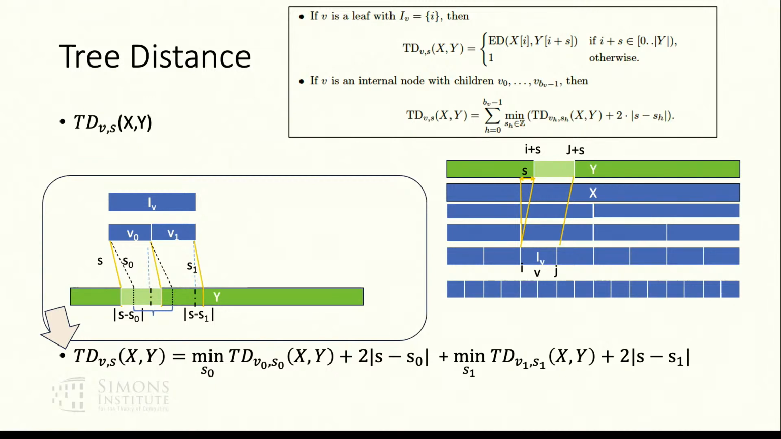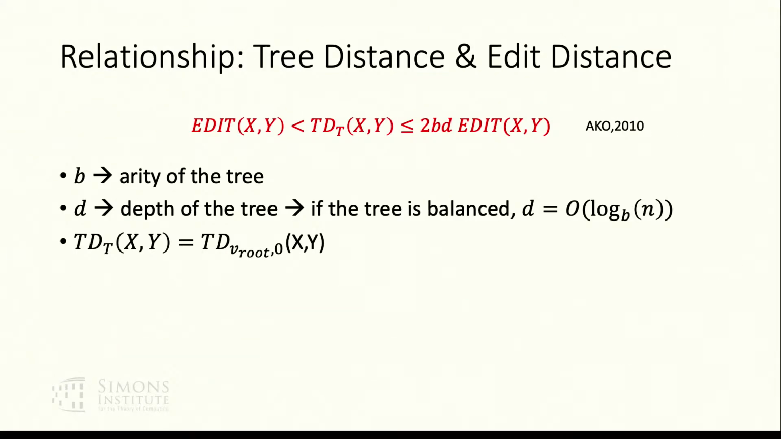Okay, so the first question when you define tree distance is, you have defined a distance, what is its relationship with edit distance? What was shown in this Akavia-Krauthgamer paper is that tree distance is always greater than edit distance, but it is also bounded by b times d times the edit distance. What is b? b is the arity of the tree, and d is the depth of the tree. If you're considering a balanced complete tree, then d is log base b of n. So it will be bounded by the actual edit distance and b times log base b of n times the edit distance.